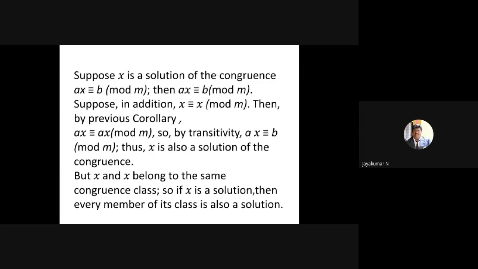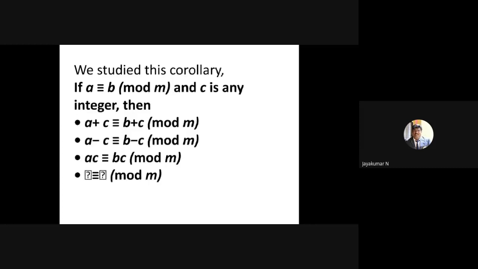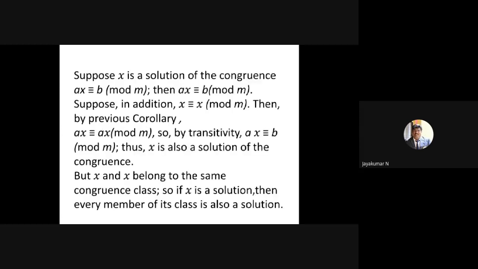Look at the corollary. If a is congruent to b mod m and c is any integer, then a plus c is congruent to b plus c mod m. a minus c is congruent to b minus c mod m. Then ac is congruent to bc mod m. Then a square is congruent to b square. So by using the corollary, we can write ax1 congruent to ax naught mod m. So by transitivity, ax1 is congruent to b mod m.